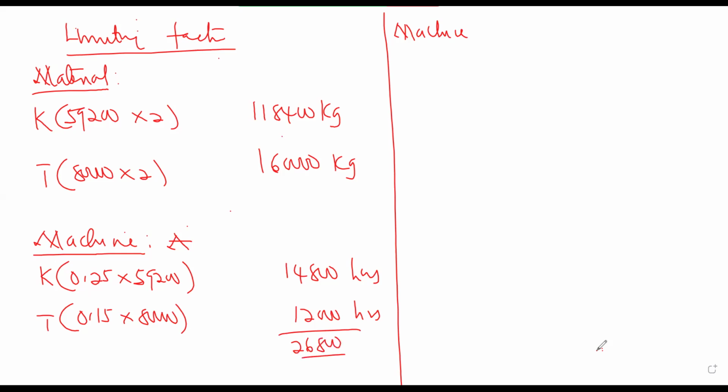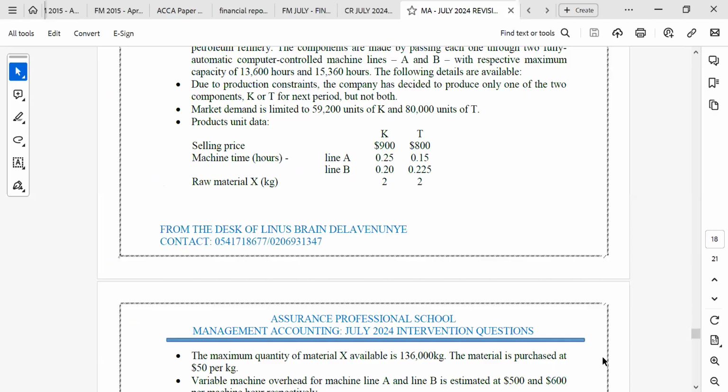What is the hours available? 13,600. So in terms of hours, we need to produce product T, isn't it? Okay, in terms of hours, we need to produce product T. Yes. Okay, let's come to machine B.